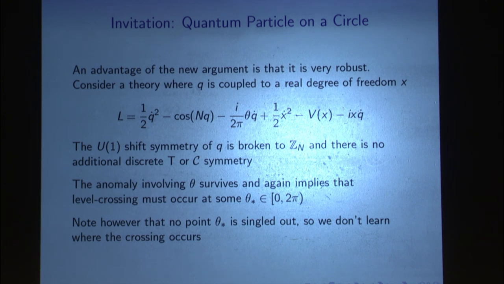No, let me in fact take n to be not even, so that there's no additional symmetry. So the point of this example is to show that that was not necessary. Okay. So as long as you have the Z_n symmetry, no other discrete symmetries are needed. More questions?